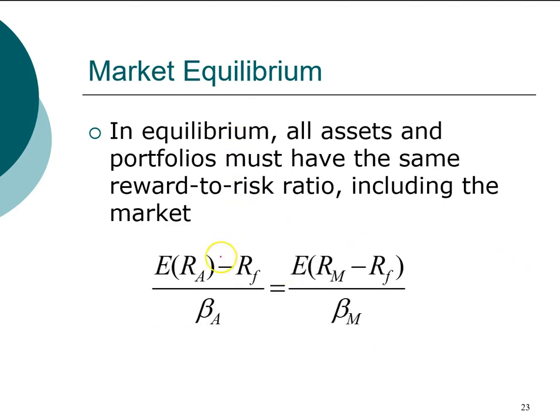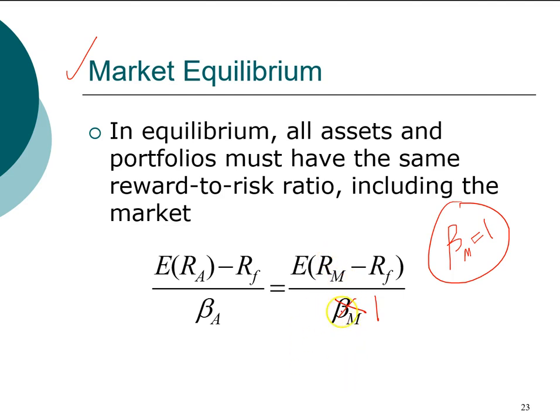So this is the reward to risk ratio. Let's say this is the reward to risk ratio for stock A. That has to equal the reward to risk ratio for stock B, for stock C, as well as for the stock market. So this is the basic relationship. This is a market equilibrium condition. Now remember that the beta for the market has a very special property. The beta for the market always equals 1 because that's the standardization. So what that means is this denominator is 1. So something divided by 1 is simply itself.